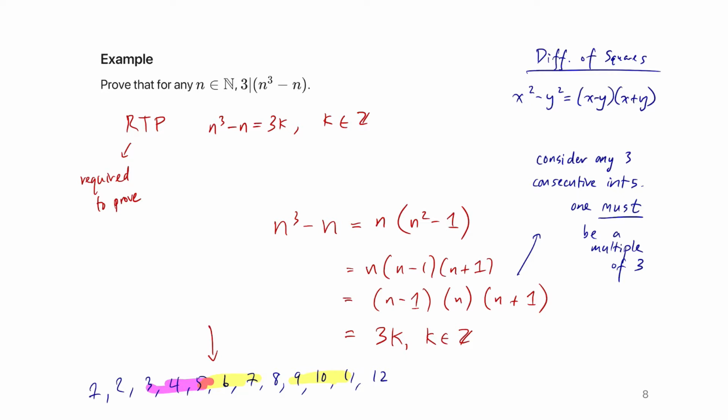So we have this property of the integers that any 3 consecutive integers will contain a multiple of 3 if you multiply them out. So that means this product, n minus 1 times n times n plus 1, will have a factor of 3. Therefore, we've shown that in all cases, n cubed minus n will have a factor of 3. And therefore, 3 divides n cubed minus n. Is that clear?